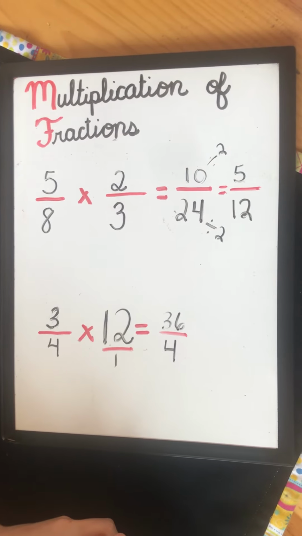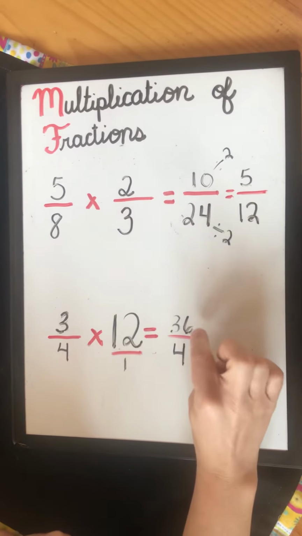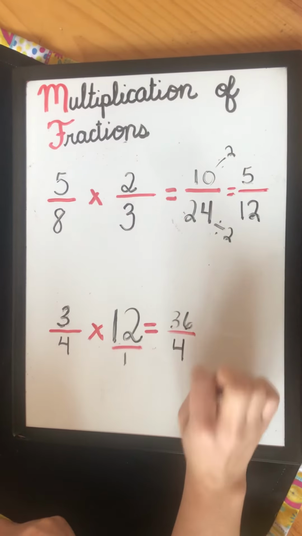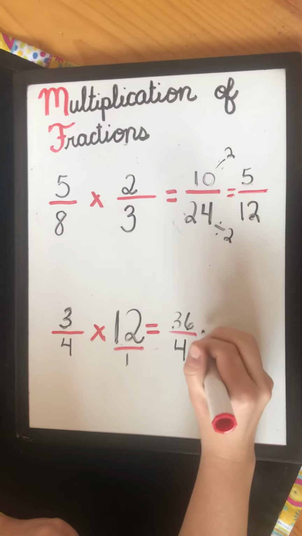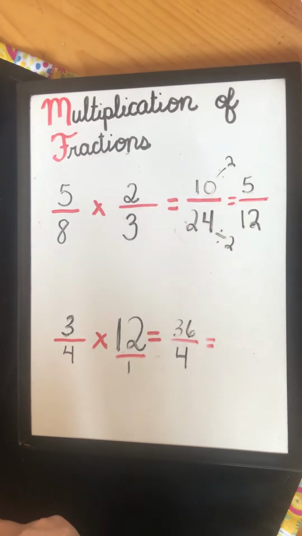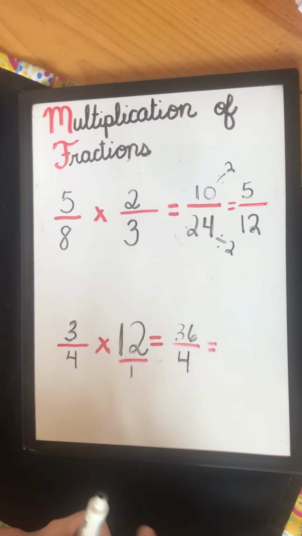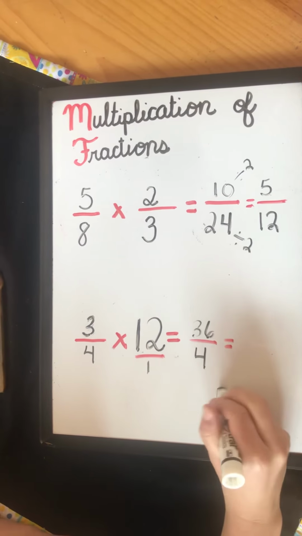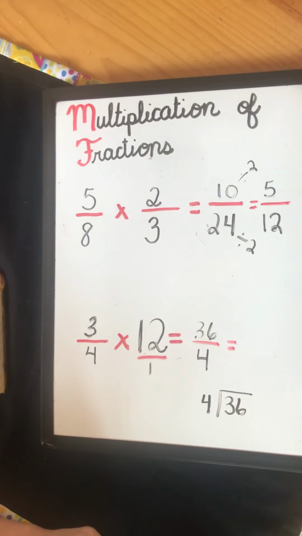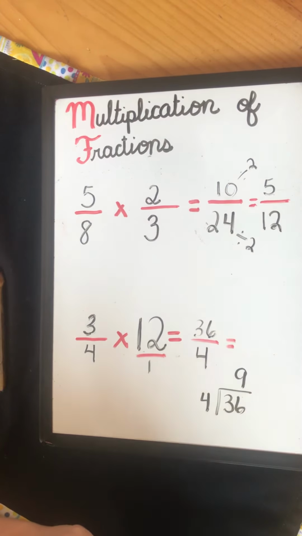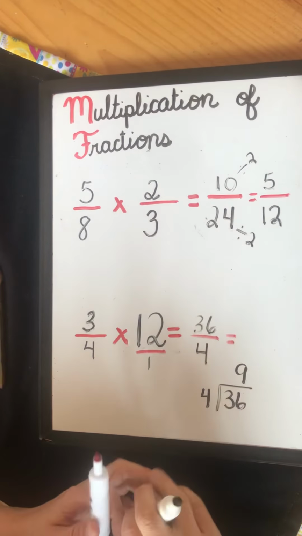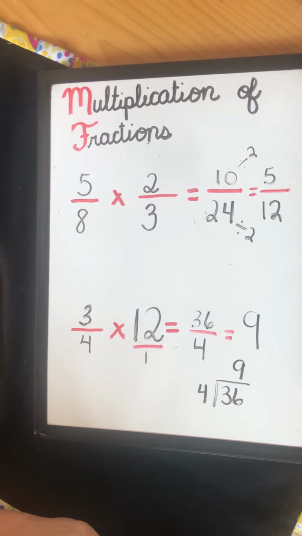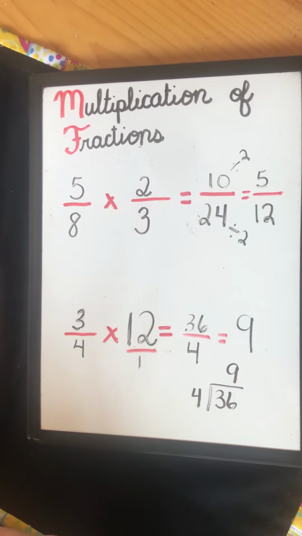So let's look at our finished fraction. It's 36/4. What do we notice? This is an improper fraction because the numerator is bigger than the denominator, so we need to make it into a mixed fraction. 36 divided by 4 is equal to 9 with no remainders. So 36/4 is equal to 9 wholes. 3/4 times 12 is equal to 9.